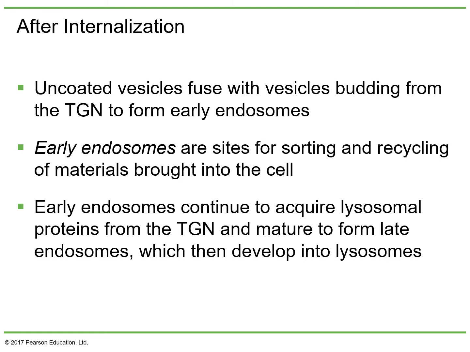So what happens after internalization? Uncoated vesicles will eventually fuse with vesicles budding from the TGN, forming now the early endosomes. These early endosomes are the sites for sorting and recycling of materials that are brought into the cells. Eventually, it could mature into a late endosome, or it could mature eventually forming lysosomes.